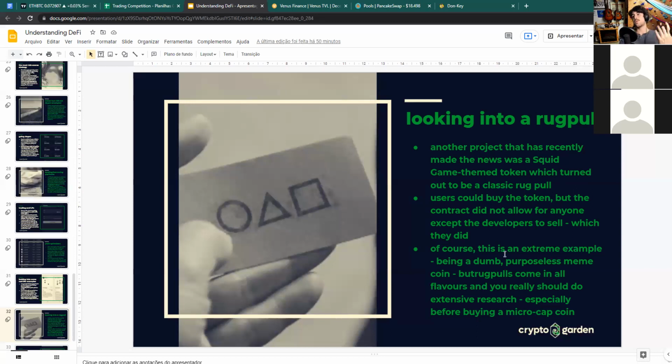Now, of course, this is an extreme example. It was a dumb, purposeless meme coin. It had no project, no ideas, nothing, and it ended up being a rug pull. But rug pulls come in all flavors, and you should really do extensive research. Some people put a lot of effort into making a rug pull look like a legit project, and it really does, but eventually it becomes a rug pull.